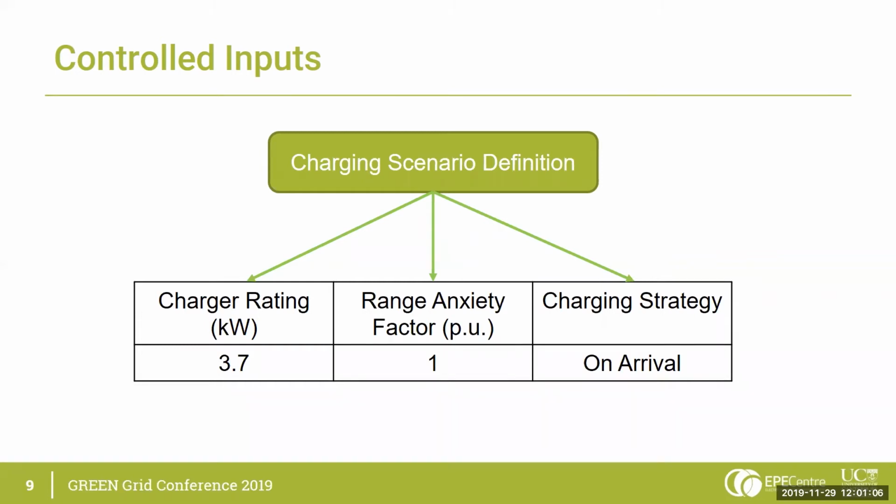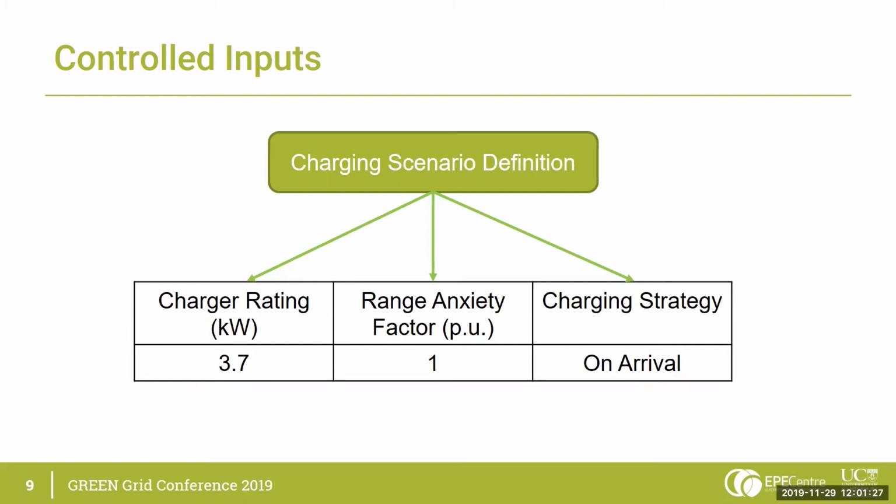The range anxiety factor allows us to model an EV owner's tendency to charge. So for example, will EV owners charge every night when they arrive home independent of their state of charge on arrival, or will they only charge when their arrival state of charge at night is insufficient to cope with their journey needs the following day?